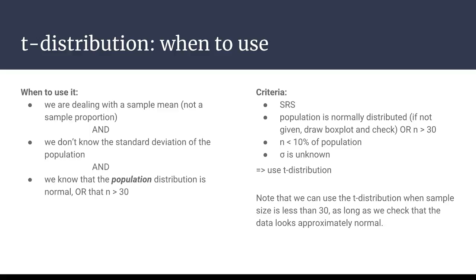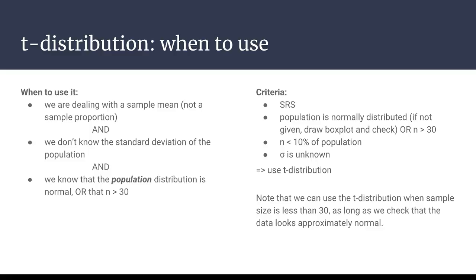So if they don't tell you that this is normal and it's less than 30, but they give you the data, then you can just make a histogram or a box plot of the data and just check, does it look kind of like this? Because if it looks kind of like this, then you can just say, all right, we're just going to assume the population distribution is normal because the data looks like it's kind of normal. And that is very much a stretch, but you're allowed to do it.